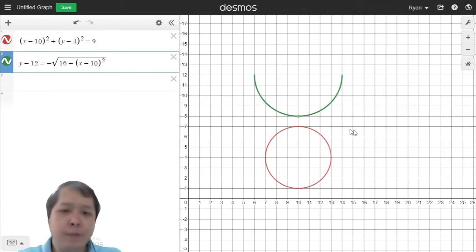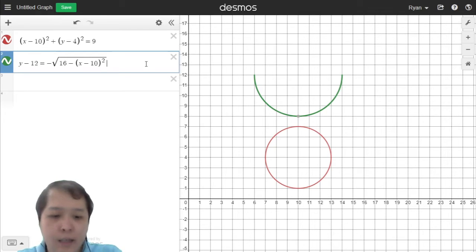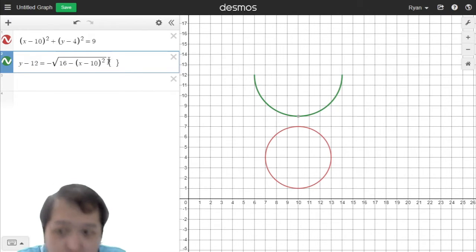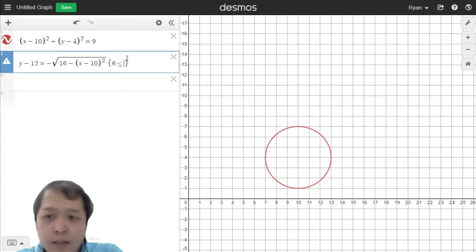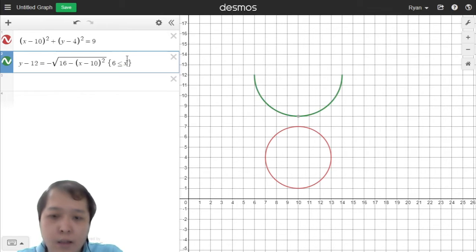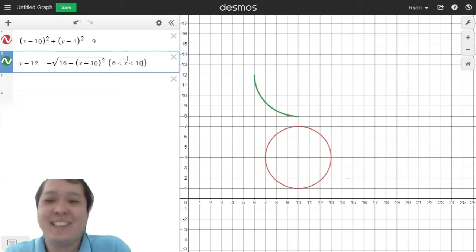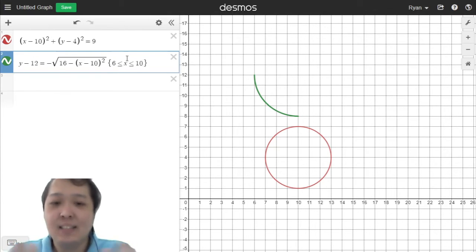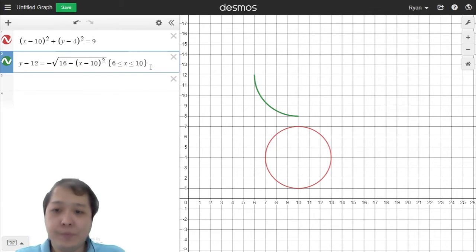Okay, next step. What if we just need this quarter circle or that quarter circle? We put interval. I don't put space here. Just directly type curly bracket and later close the bracket, of course. Interval, okay. 6 until 10. Just the regular interval notation. And bada boom, we have a quarter circle. Amazing, right? It's just limiting things.